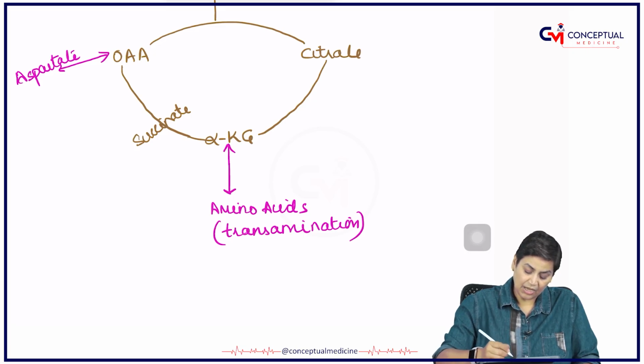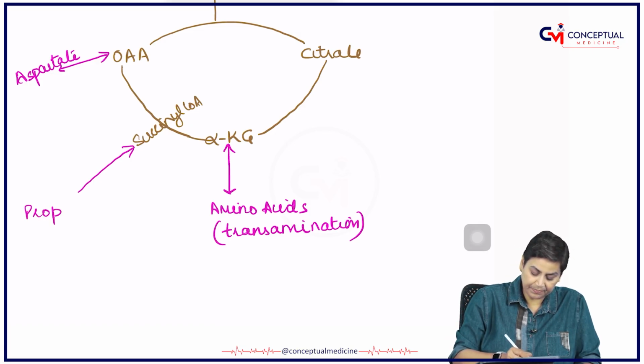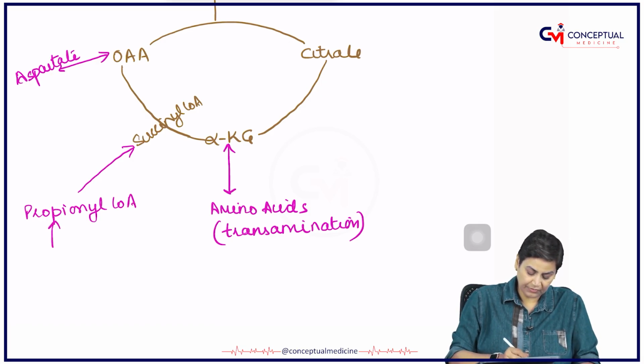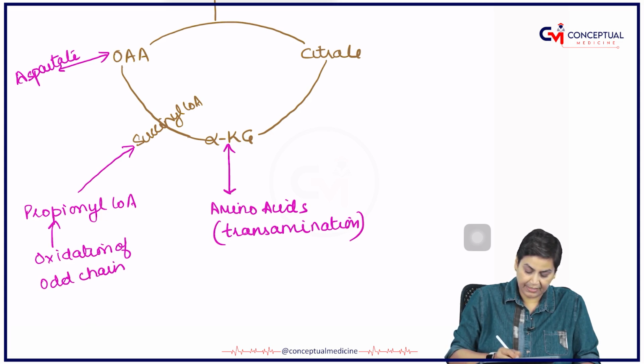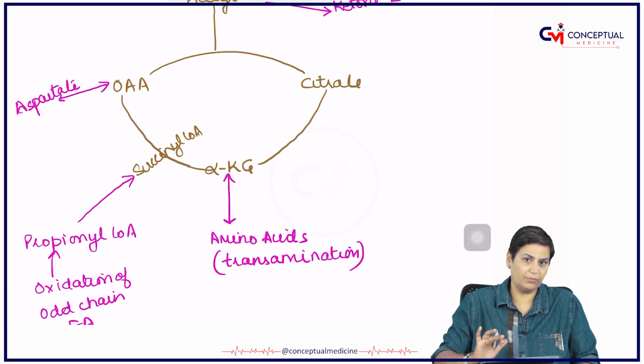Then this succinate, or you can say succinyl coenzyme A, if we talk about this succinyl coenzyme A, it is being produced from propionyl coenzyme A. And what is this propionyl coenzyme A? It is coming from the oxidation of odd chain fatty acids. So you can see that TCA cycle, how important this is.